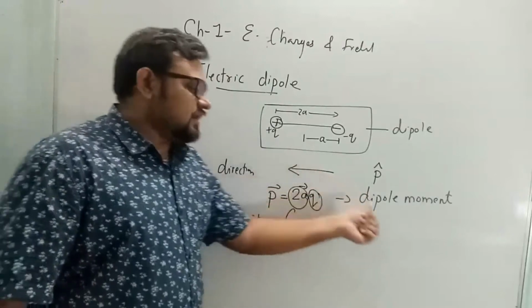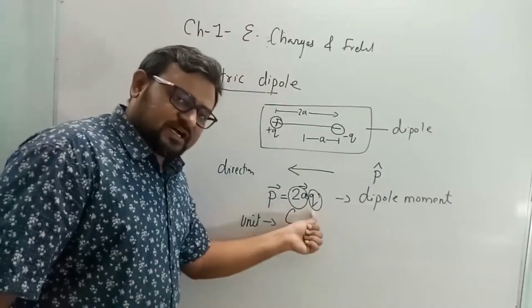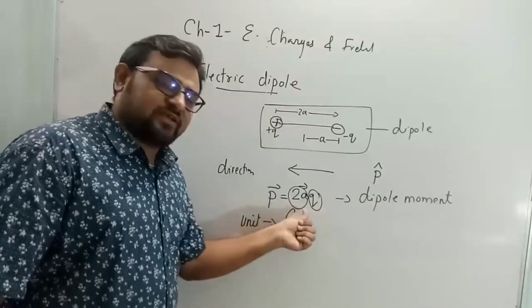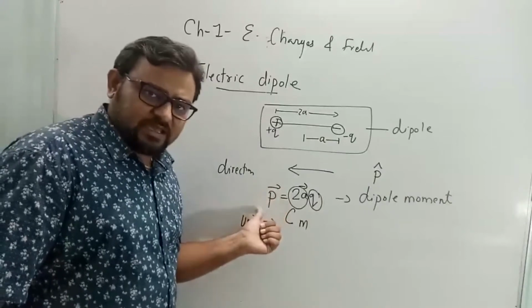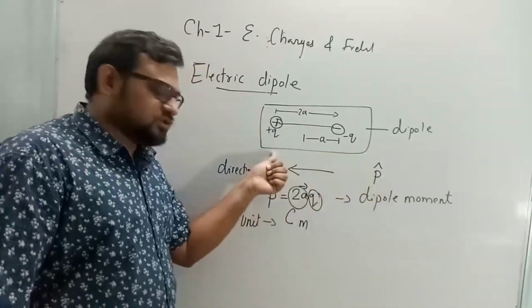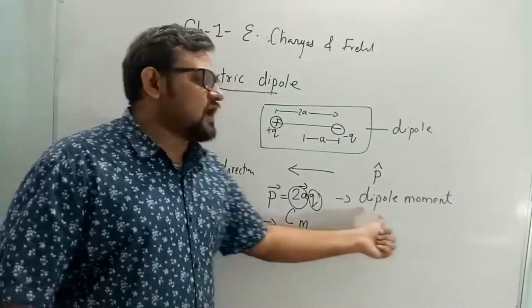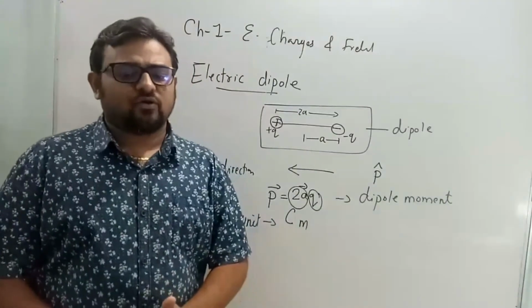The next topic, dipole moment. What is dipole moment? The product of the magnitude of charges and the distance between them, right? Its symbol is p, unit vector p shows the direction of dipole, that is from negative to positive, and the unit of dipole moment is coulomb meter.